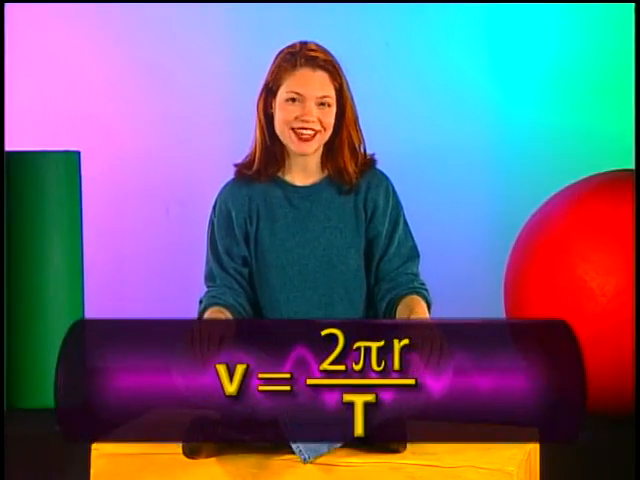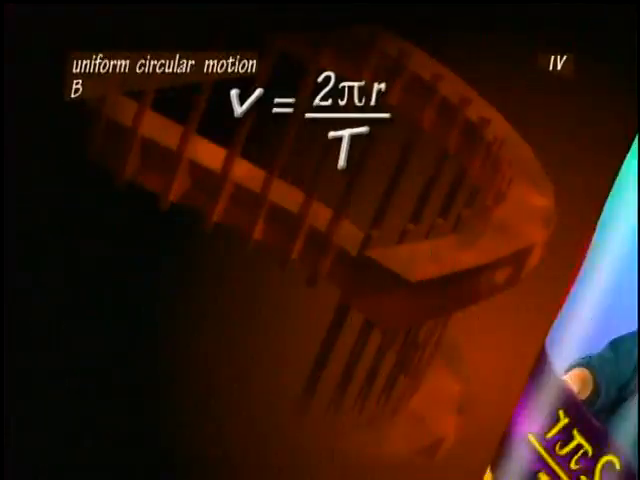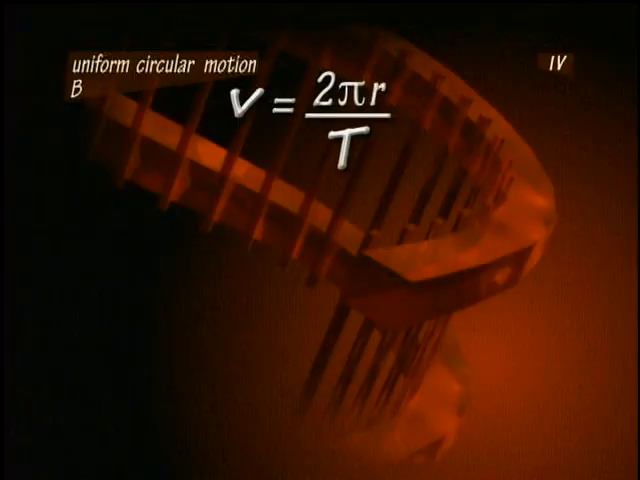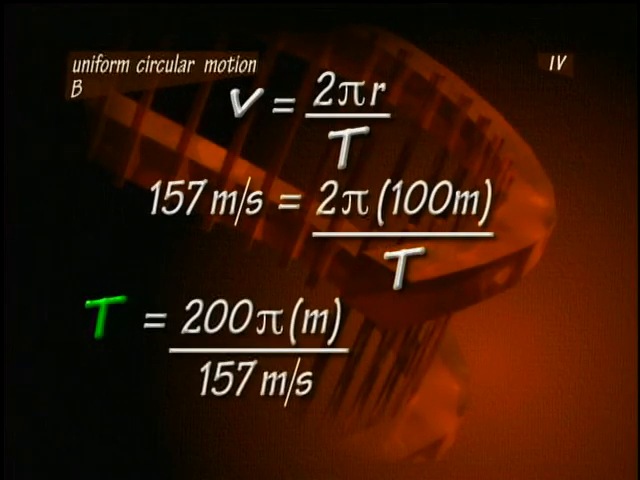Now that we have the velocity of Bright as Light's Uber Mean Machine, we can find the period by using our equation velocity v equals 2 times pi times the radius r over the period T. We have v equals 2 pi r over T. Plug in the velocity v of 157 meters per second, and that equals 2 times pi times the radius r, 100 meters, over the period T. Isolating T, we get that T equals 200 times pi meters over 157 meters per second. So it takes 4 seconds for Bright as Light to complete one orbit. That's once around the track.